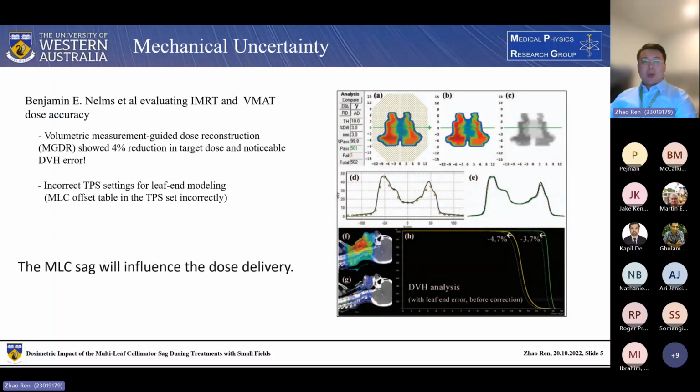There was a study by Benjamin et al. They evaluated the IMRT and VMAT dose accuracy. During volumetric measurement guided dose restriction, this showed a 4% reduction in the target dose and noticeable deviation error. That was because of incorrect TPS settings for leaf end modeling, which means the MLC offset table in the TPS was set incorrectly. And that indicates the MLC sag will influence the dose delivery, of course.